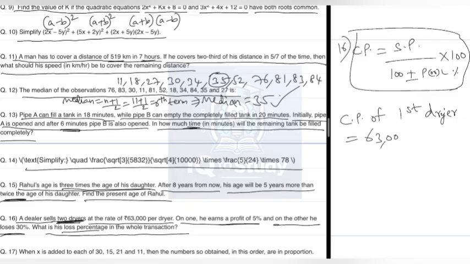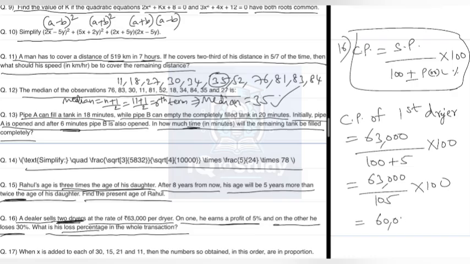is 63,000 divided by 100 plus 5. Here we are taking profit, which means plus becomes 100 plus 5 into 100, that is equal to 63,000 divided by 105 into 100, which means 60,000 rupees.